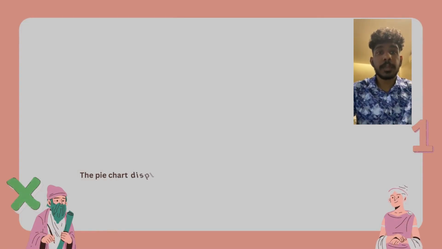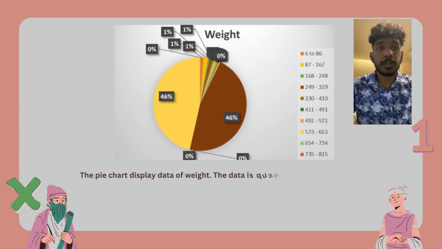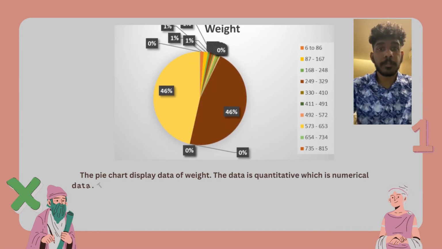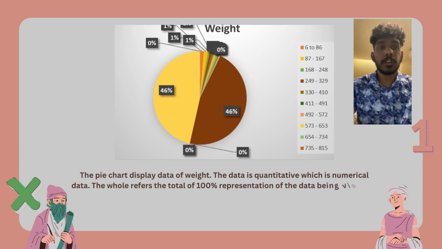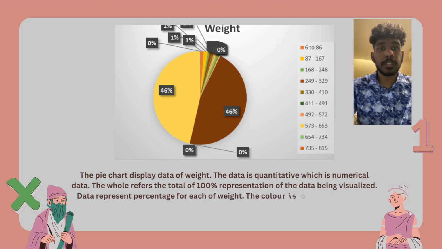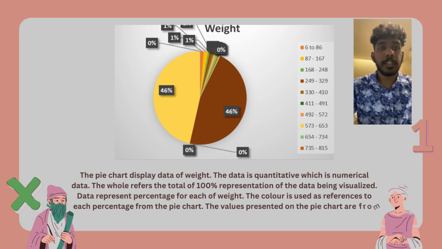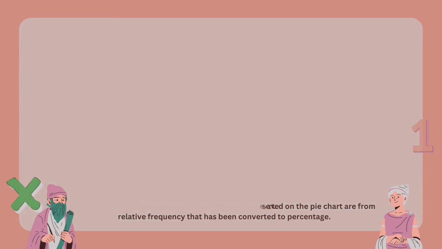The pie chart displays data of weight. The data is quantitative, which is numerical data. The whole refers to the total of 100% representation of the data being visualized. The data represent the percentage of each of the weight classes. The colors are used as references to each percentage in the pie chart. The values represented in the pie chart are from relative frequency that has been converted to percentage.